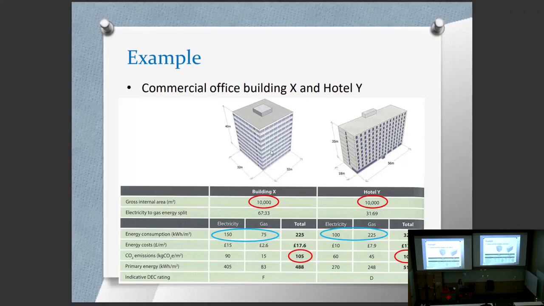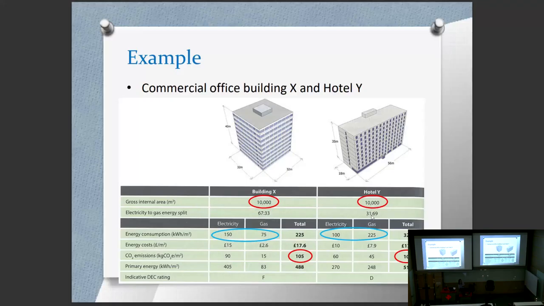So for the office building X, 67% of the energy consumption would be by electricity, and the rest, 33%, would be natural gas. And the gas would be for supporting heating, maybe space heating, maybe domestic water heating. And for the hotel, same gross internal area, but the split of electricity and gas are different.